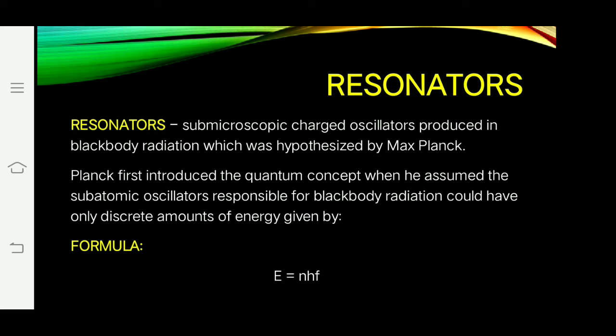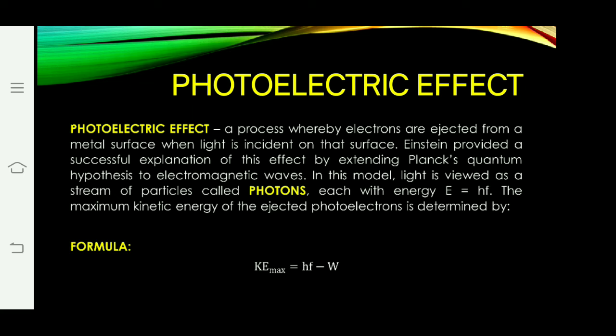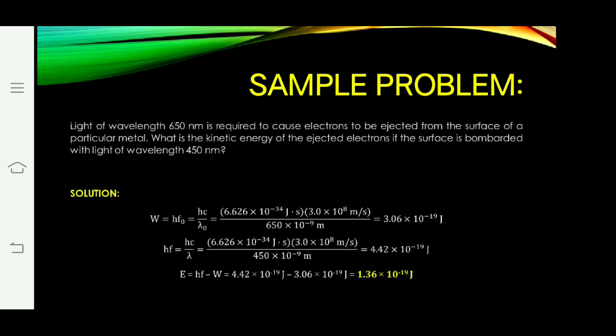Resonators. Max Planck hypothesized the submicroscopic charge oscillators produced in black body radiation, called resonators. The formula for resonators is E = nhf. Next, what is the photoelectric effect? The photoelectric effect is a process whereby electrons are ejected from a metal surface when light is incident on that surface. By extending Planck's quantum hypothesis to electromagnetic waves, Einstein provided a successful explanation of this effect. Here's a sample problem.